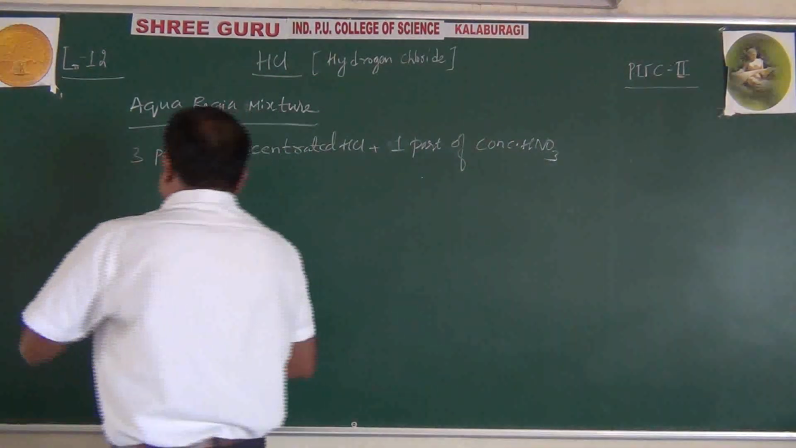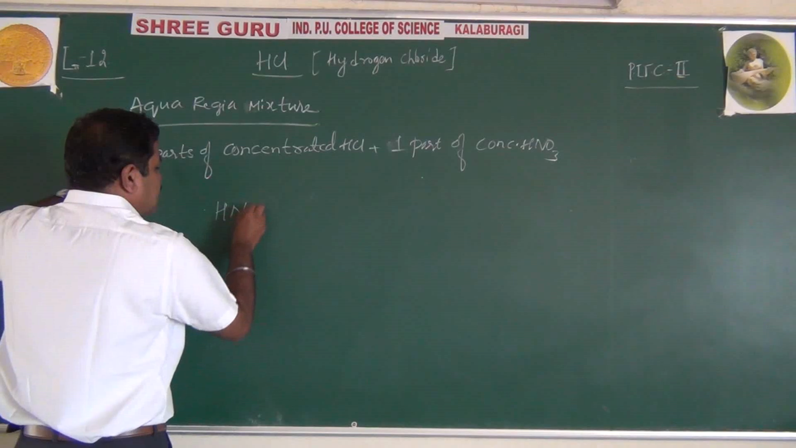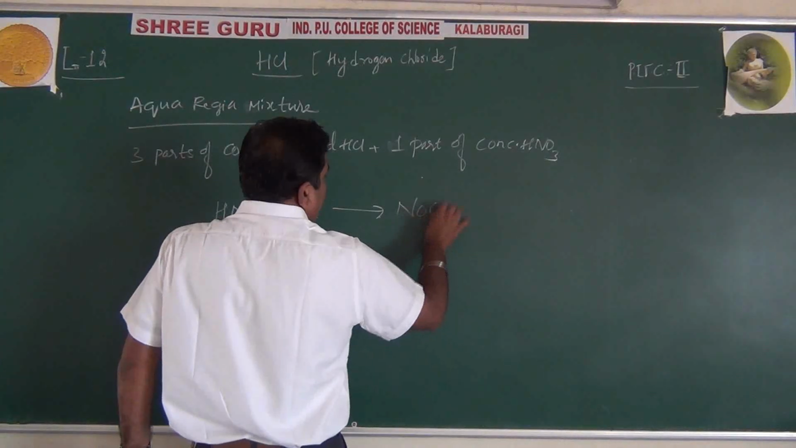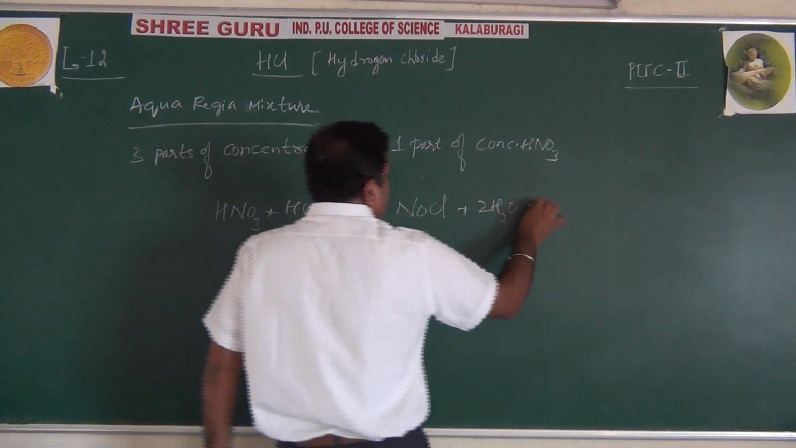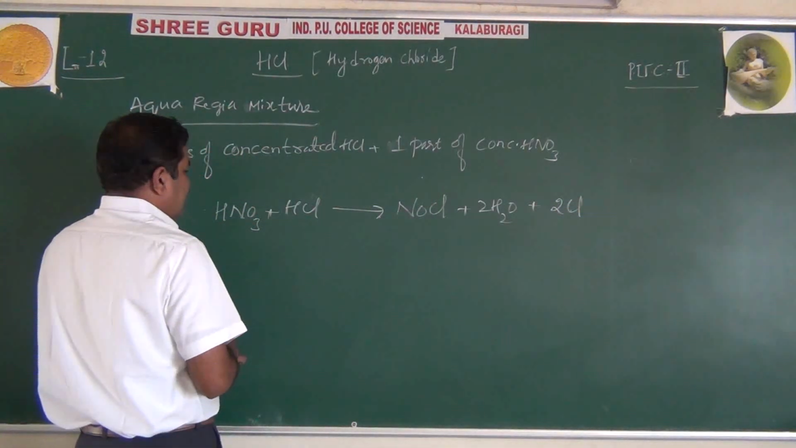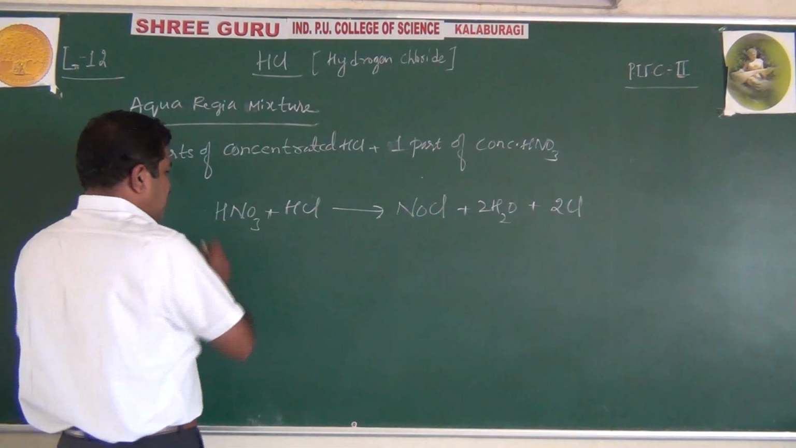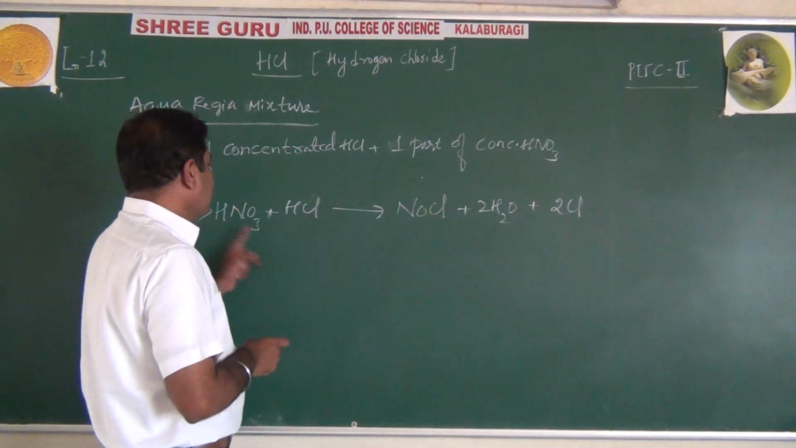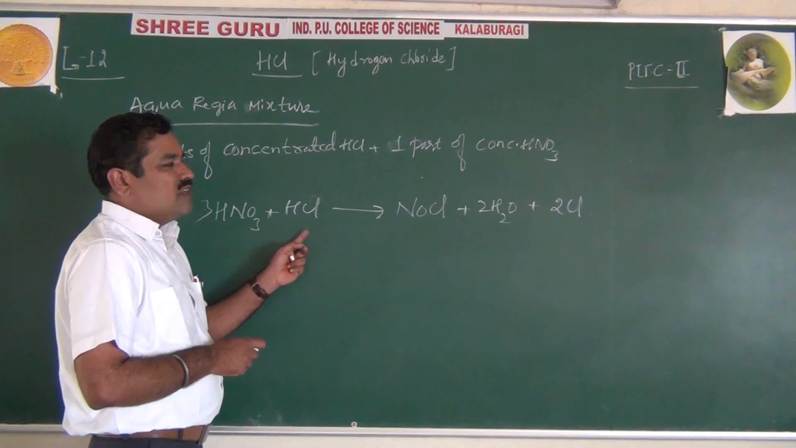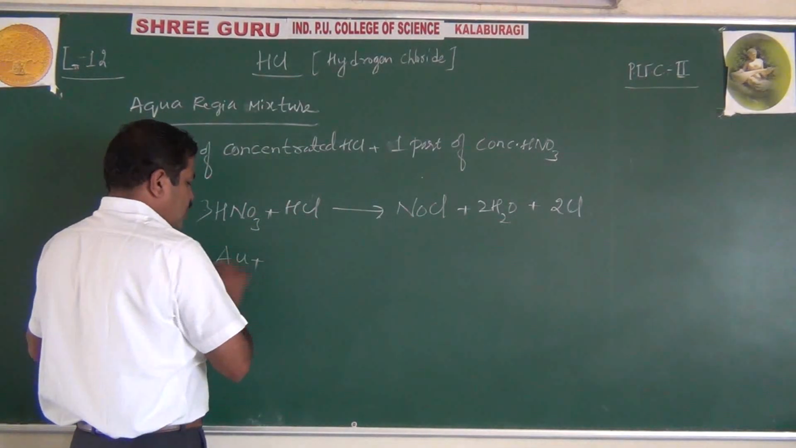This mixture of nitric acid and HCl will produce NOCl plus 2H2O plus 2Cl actually. So it is a mixture of 3 parts of HCl and 1 part of HNO3. That will form nitrosyl chloride, NOCl, water and 2Cl. That nascent chlorine dissolves the gold.